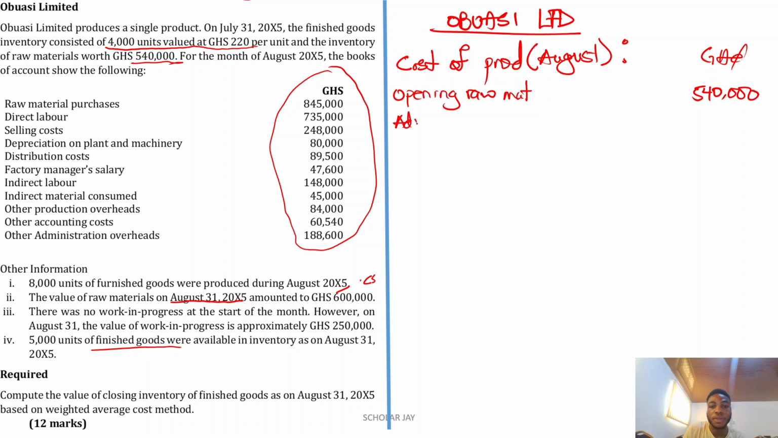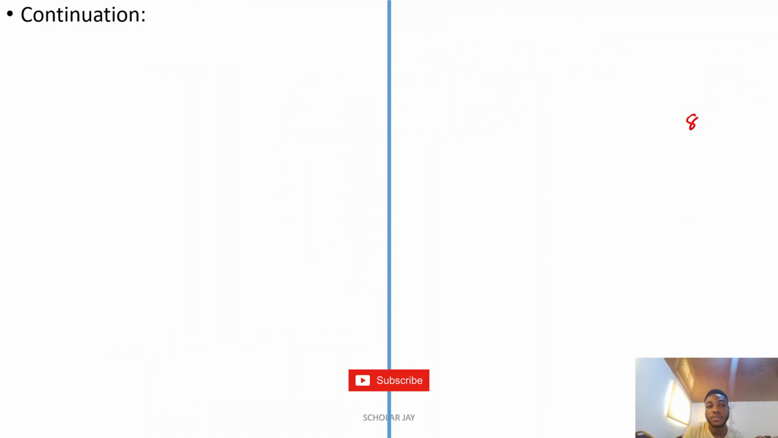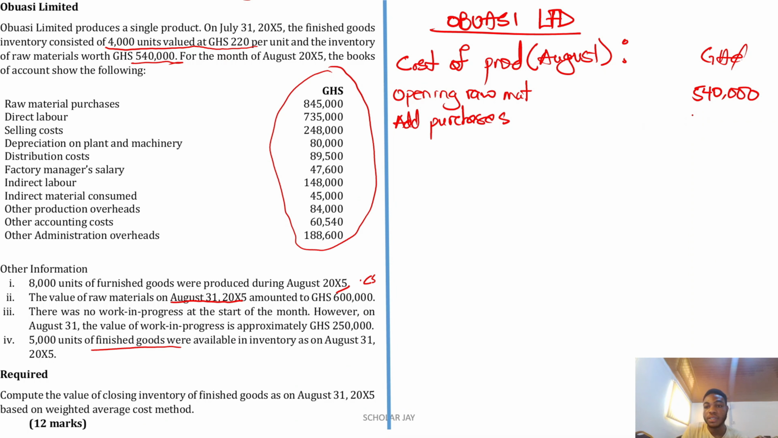Then we add purchases. That was during August, right? So the purchases is 845,000. All right. Now, when you look at the additional information, they give us some closing stock. We are going to less our closing stock. So the closing stock is 600,000.